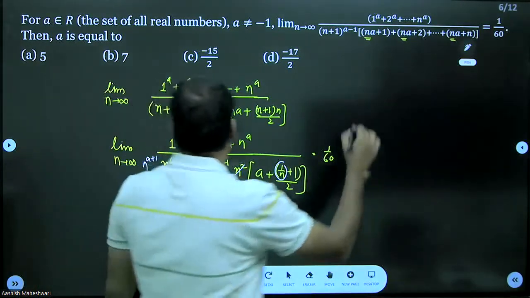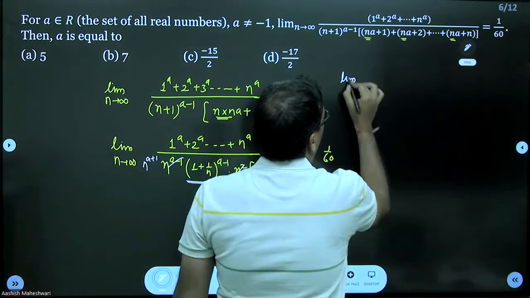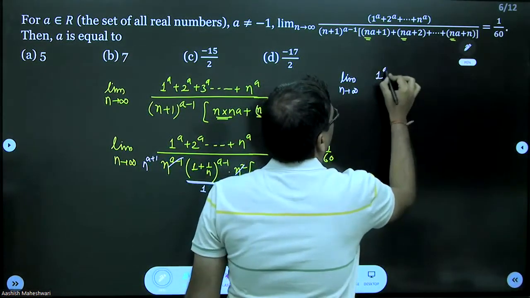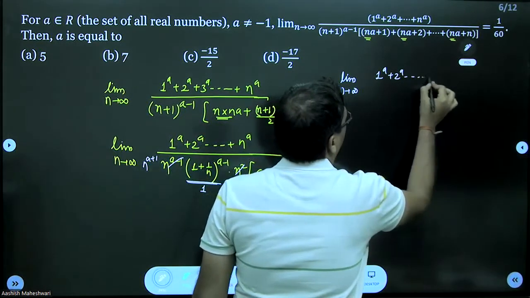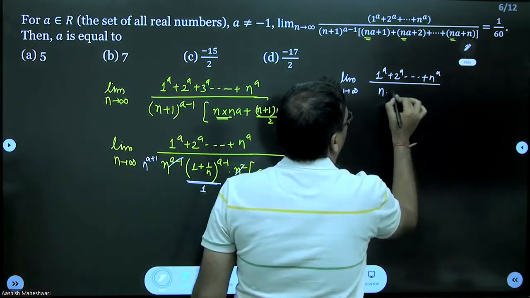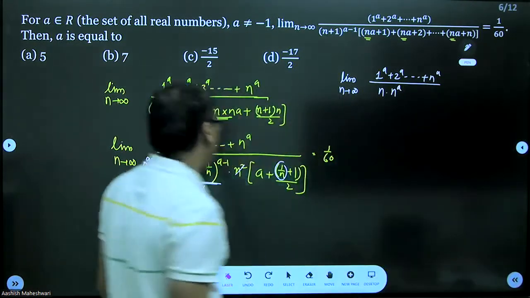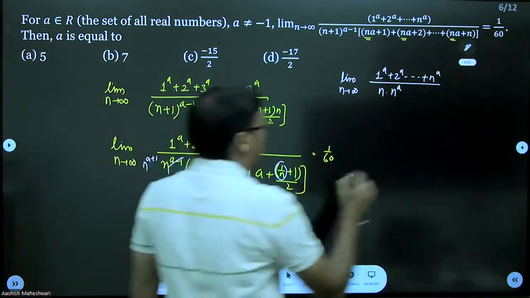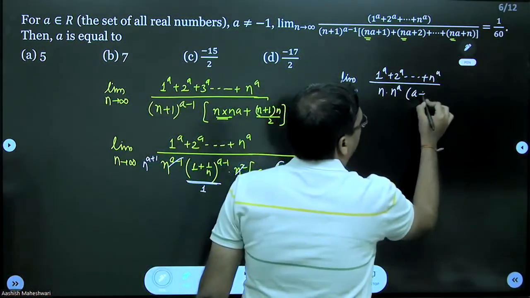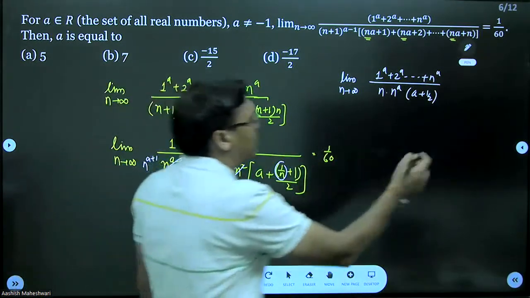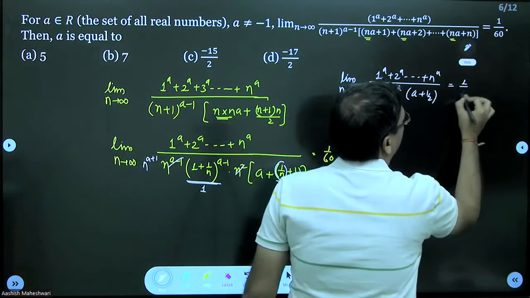So I'll just write this expression here. This is limit n tends to infinity, 1 raised to a, 2 raised to a, n raised to a divided by n into n raised to a. This n raised to a plus 1 I have written. This value is 1 and this is a plus 1 by 2. Write it down, a plus 1 by 2. This is a constant. This is equal to 1 by 60.